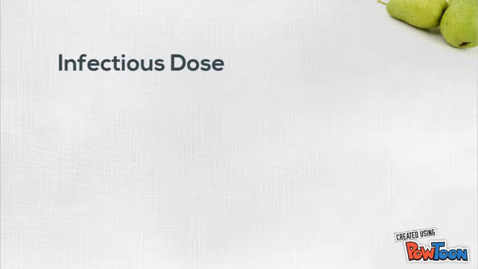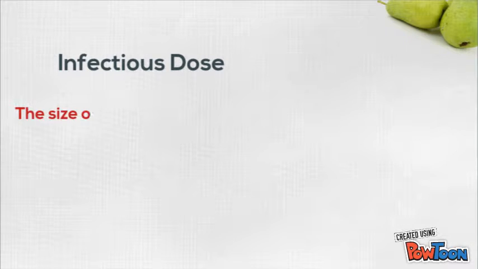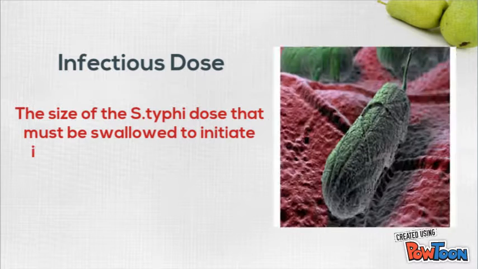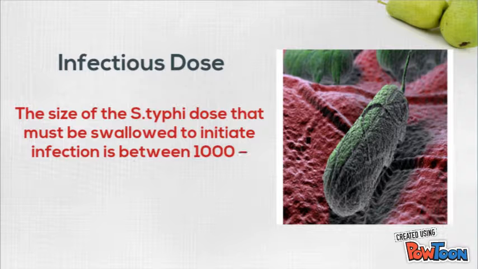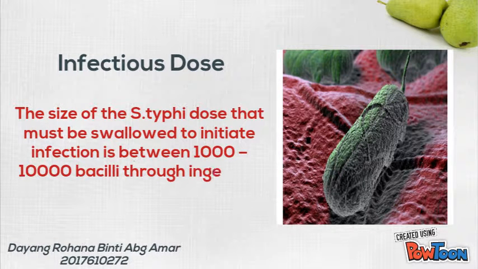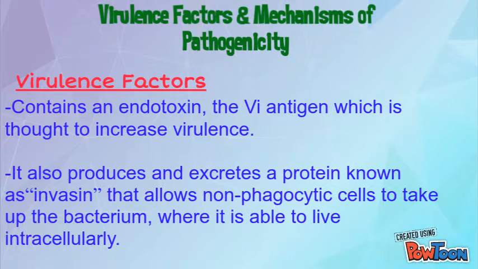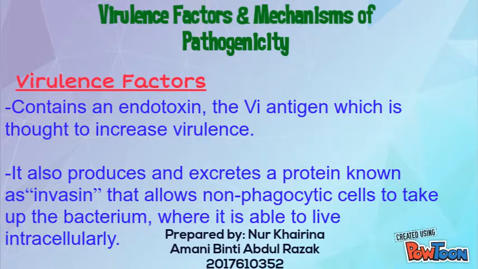Infectious dose. The size of the Typhi dose that must be swallowed to initiate infection is between 1,000 to 10,000 bacilli through ingestion. It contains an endotoxin, the Vi antigen, which is thought to increase virulence. It also produces and excretes a protein known as invasin that allows non-phagocytic cells to take up the bacterium, where it is able to live intracellularly.